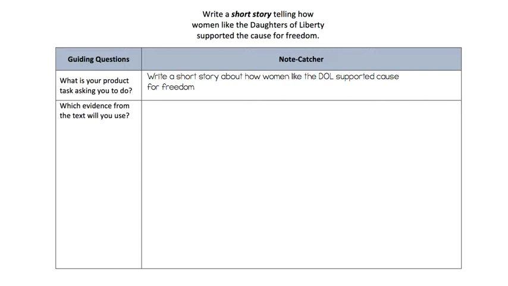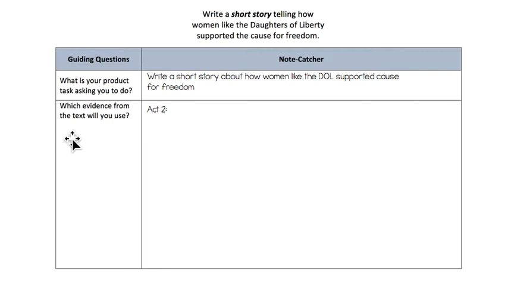Now, my second guiding question: which evidence from the text will you use? I'm going to focus on Act 2 for my story. You are welcome to focus on any of the 4 acts from this text. If you're focusing on a different act, you can use my video as an exemplar, but remember you're pulling details from the act that you are focusing on. Each act has a different setting and different characters, so it's important that you're really closely reading the text if you are pulling from a different act.